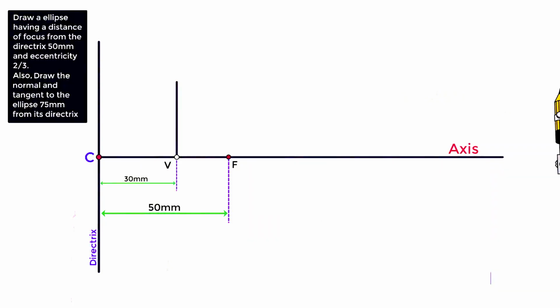After this, take a compass and take this VF distance. And by using this distance, cut an arc on this vertical line passing through V. And mark this intersection point as E. Next, draw a line passing from points C and E, and extend this line.